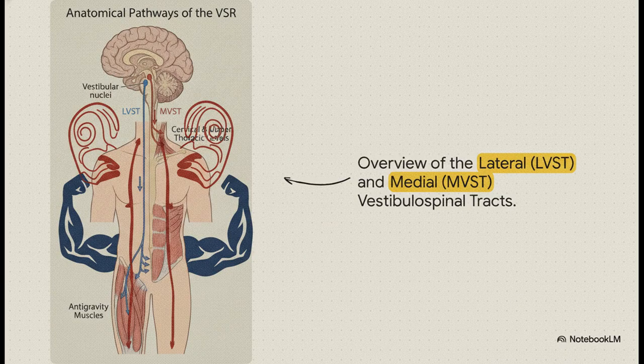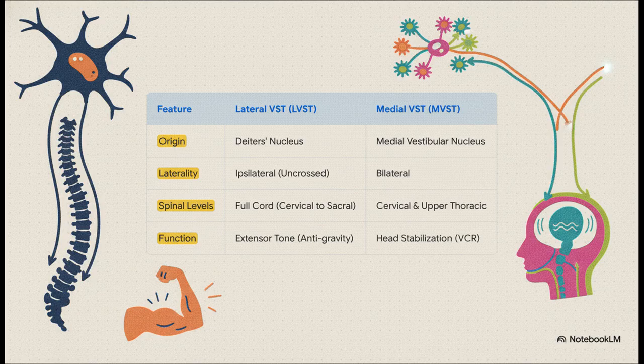In blue, you've got the lateral vestibulospinal tract, the LVST. Think of this as the heavy lifter, the absolute powerhouse for our anti-gravity extensor muscles. And then in red, you have the medial vestibulospinal tract, or MVST. This one's more of a specialist, really just focused on keeping your head and neck stable. And this table just nails the key differences.